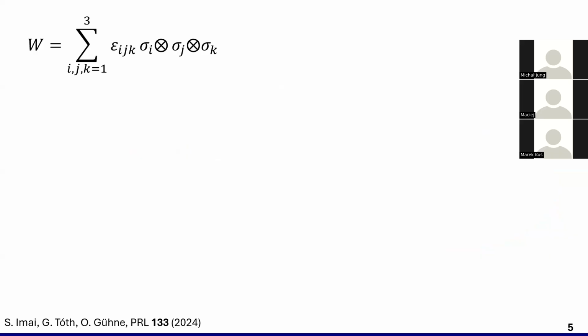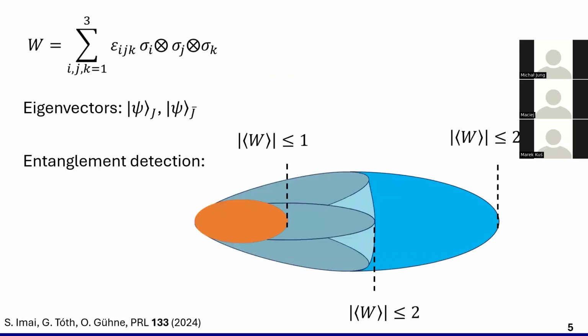Then now we want to consider this operator W, which we can write as a sum over the epsilon tensor and the tensor product of Pauli matrices, sigma i, sigma j, and sigma k. And this operator has some properties. Like first, the sum of its eigenvectors coincide with the states that live in this chiral subspace. And it is useful for entanglement detection.